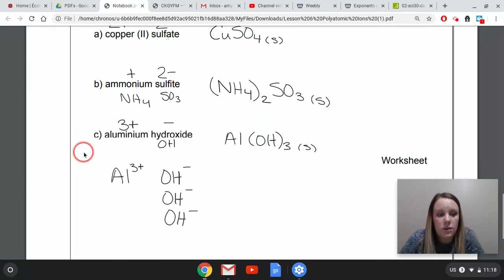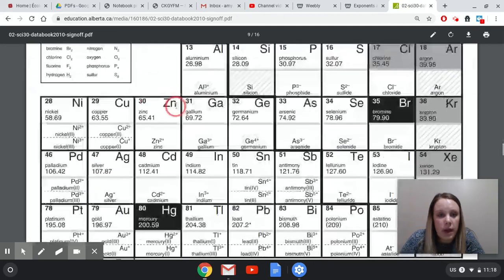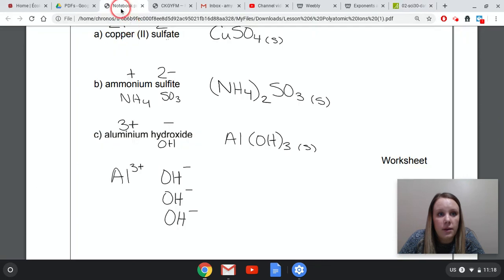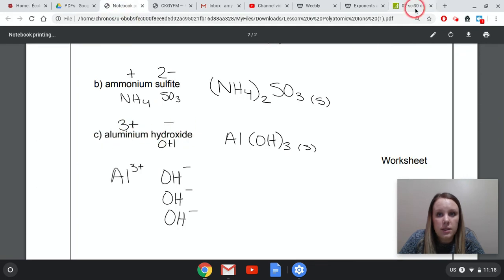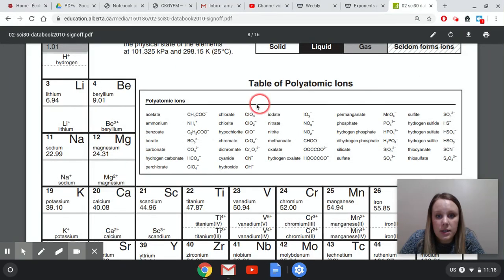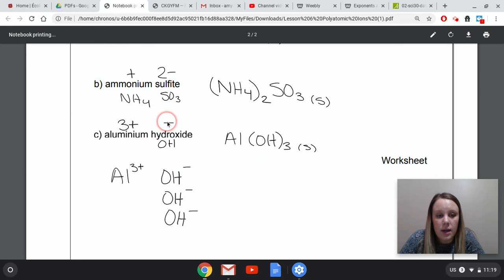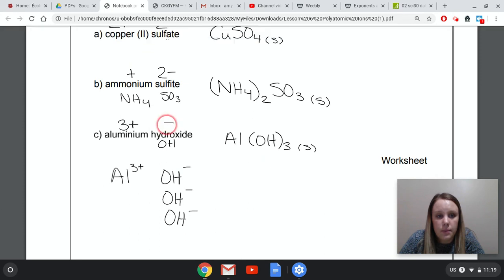Next example is aluminium hydroxide. We know aluminium is just an element on the periodic table, so if we find that, we see that aluminium has a charge of 3+. Above that, write 3+. Hydroxide, that's a special name. It's a polyatomic ion found in this section. So if you look for hydroxide, it's right here. OH with a charge of -1. So you can see I've written that charge above hydroxide. I've also written what its symbol is below, just so I can keep track of what I'm writing.